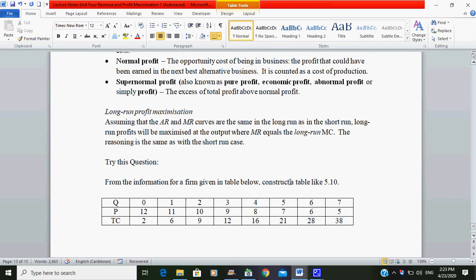Long run profit maximization now. Assuming that the AR and MR curves are the same in the long run as in the short run, long run profits will be maximized at the output where MR equals what? Long run marginal cost. The reasoning is the same as with short run cases.